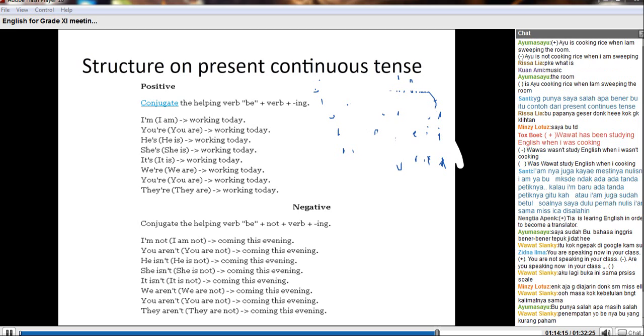Ayu is cooking rice when I'm sleep sweeping the room. Yeah, good. Ayu is not cooking rice. Yeah. Is I, yes, betul. Mbak Ayu masa itu.